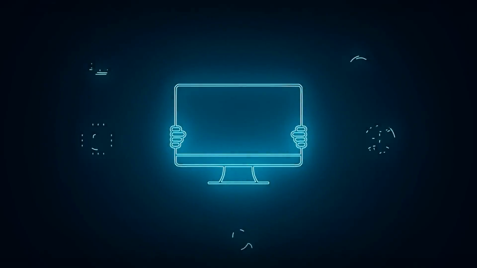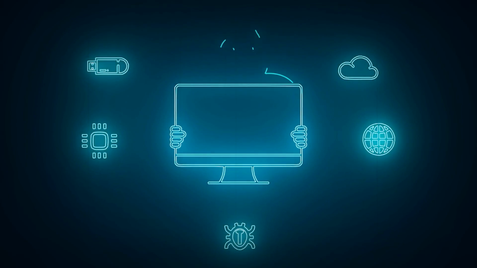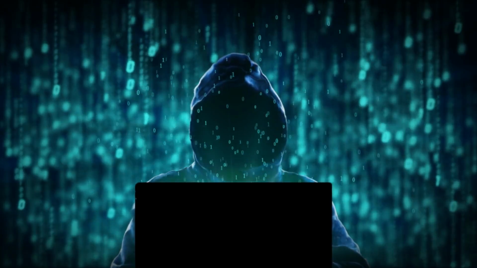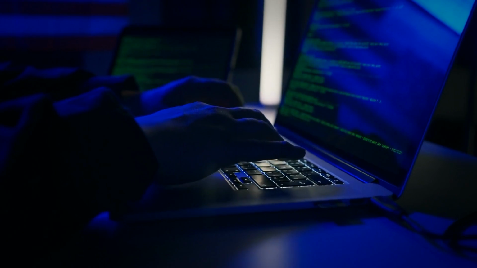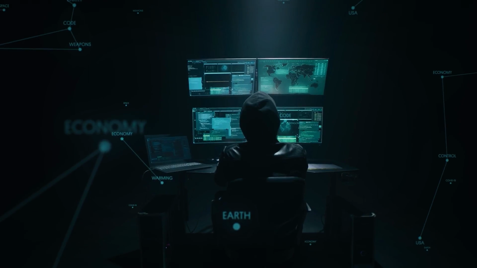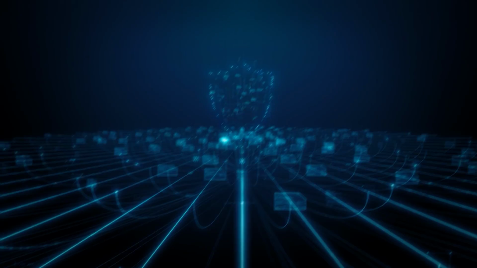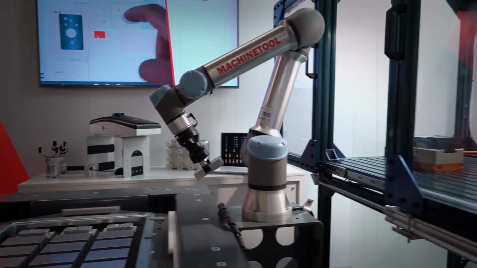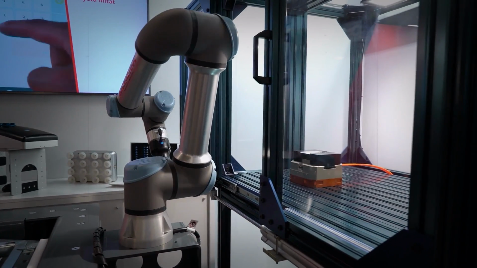Additionally, there are concerns that these robots could be hacked or exploited by malicious actors. If a robot is connected to the internet, it could be vulnerable to cyber attacks. This could allow hackers to take control of the robot or even access the data it collects. The potential for misuse is high, and it's important to consider the safety and security implications of these robots.